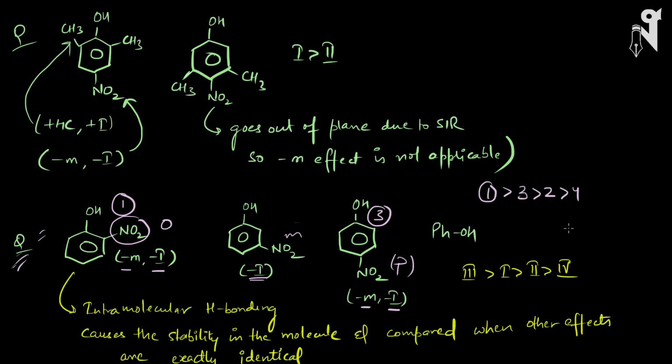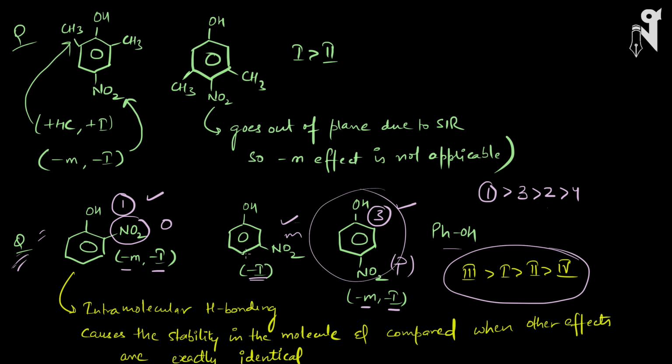Why? Because this is closest, and then next is this one, which has only minus I working, so this should be next after para, and then should be phenol because it has no electron withdrawing effect. But the actual order is 3, 1, 2, 4. Why is the third compound most acidic? The third compound is most acidic, even though your NO2 is closer to the OH in the first case, because if you look at it very carefully, I hope all of you know what hydrogen bonding means.